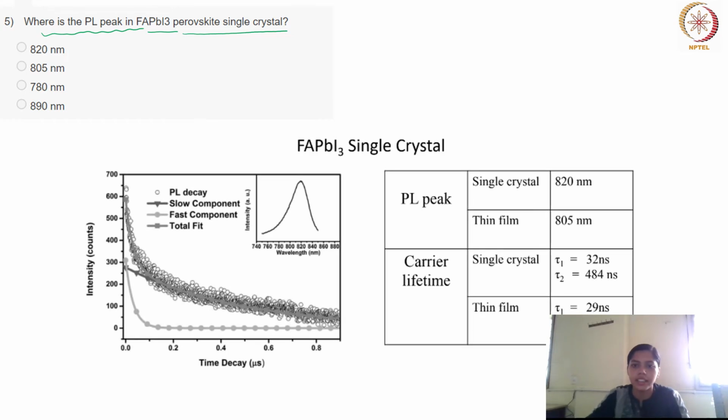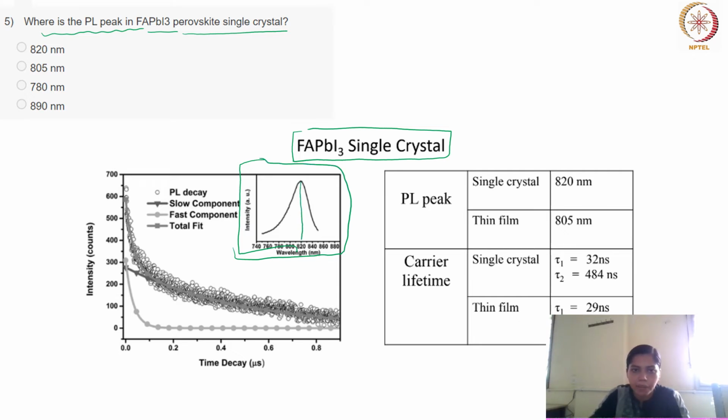So if you can see here, for the FAPbI3 single crystal, the PL spectra is given here in this inset of the figure. As you can clearly find out, the peak of this PL spectra is around 820 nanometer. So option number 1 is the correct answer for this question.